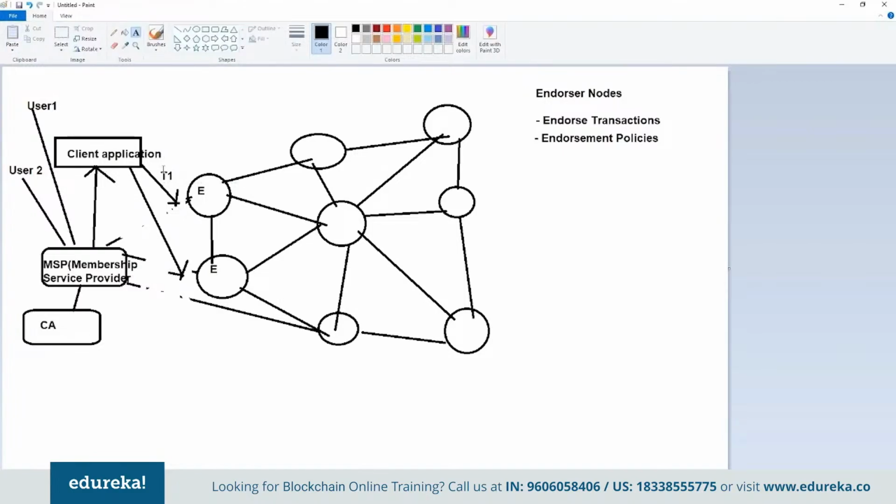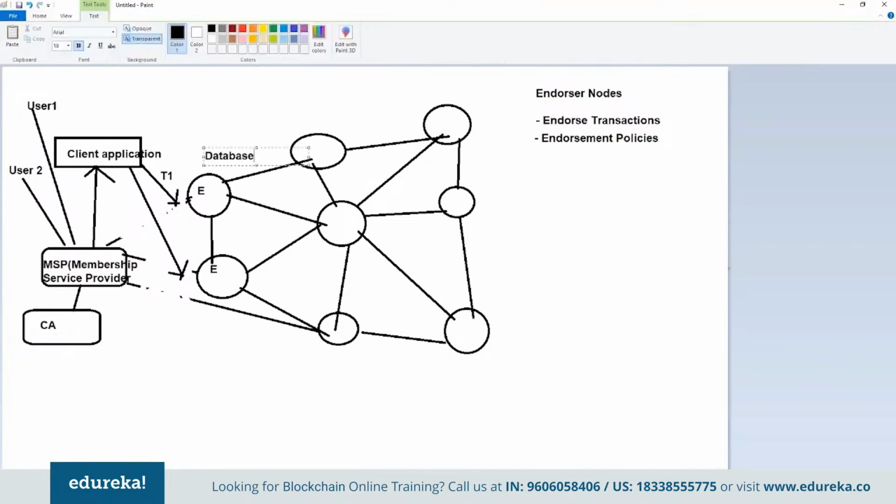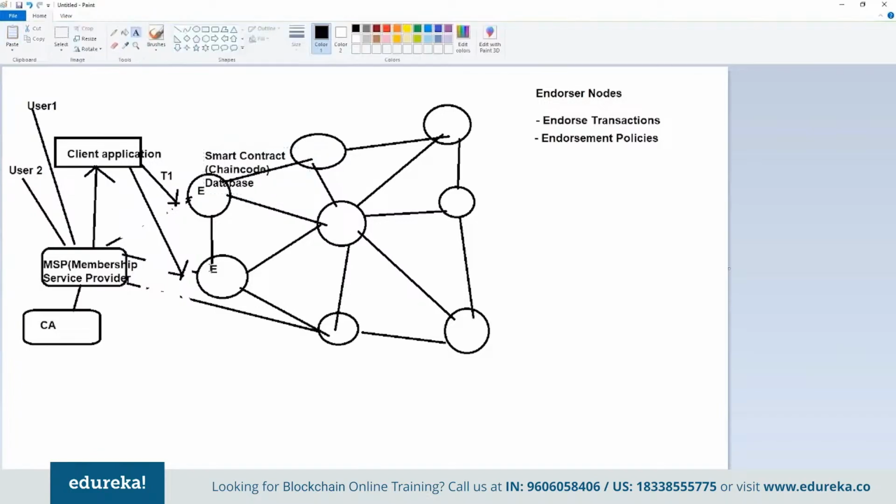Now what will the endorser do? The endorser will check the database. The endorser will have the blockchain database, and how will it check the database? It will run the smart contract. Now the smart contract in Hyperledger is called chain code. So you will not hear the term smart contract in Hyperledger Fabric. The term which is used for a smart contract is chain code. So the endorser will run the smart contract on this transaction and see whether it is a valid transaction or not.